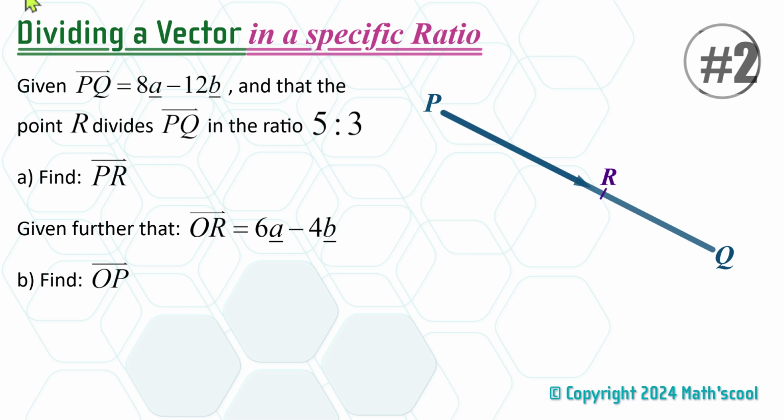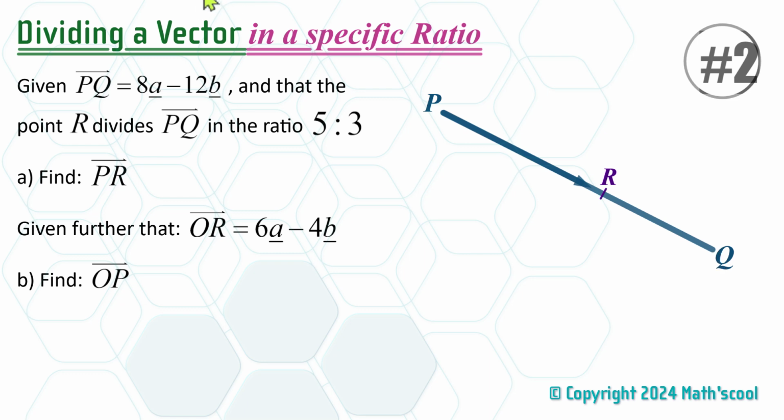Okay, so this is your question 2. And you've got to do kind of the same thing as I did before. They've given you the vector P to Q, so you can just label that on your diagram. You can call it 8A minus 12B. And then they've told us the point R divides PQ in the ratio 5 to 3.